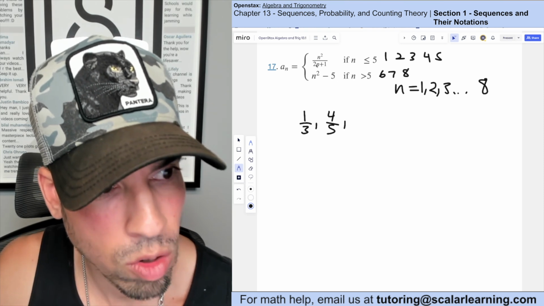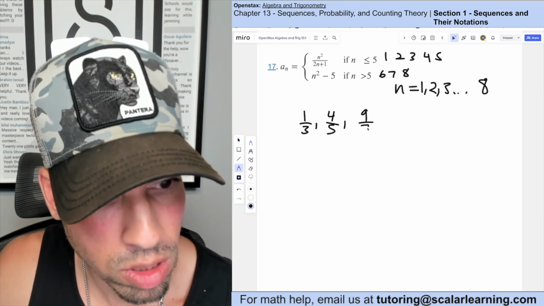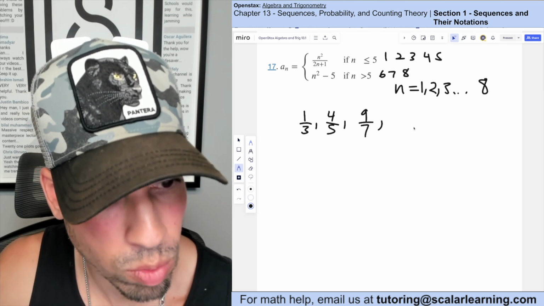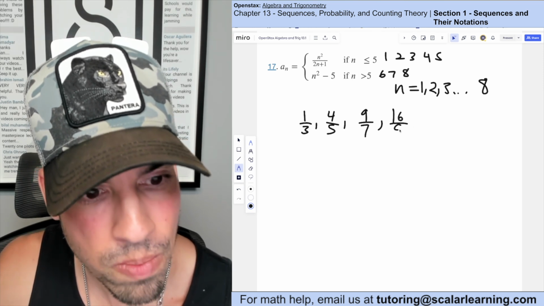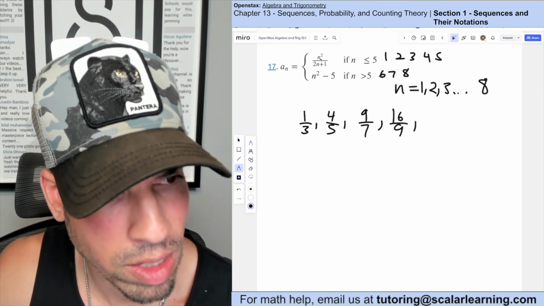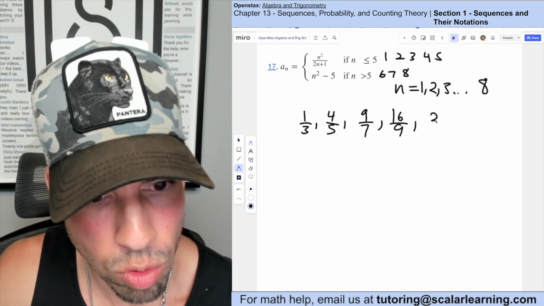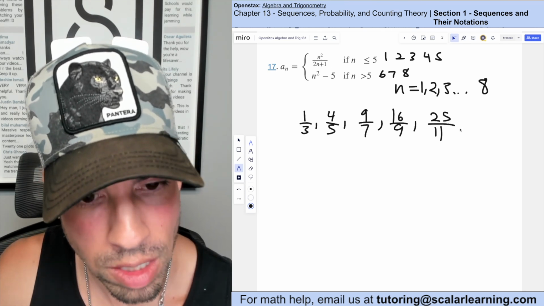Then we plug in 3. That's 9 over 6 plus 1. That's 9 over 7. Plug in 4. That's 16 over 8 plus 1, which is 9. So 16 over 9. Last but not least, we're going to plug in 5. That's 25 over 2 times 5, which is 10, plus 1 is 11. So 25 over 11. Again, just plug and chug.